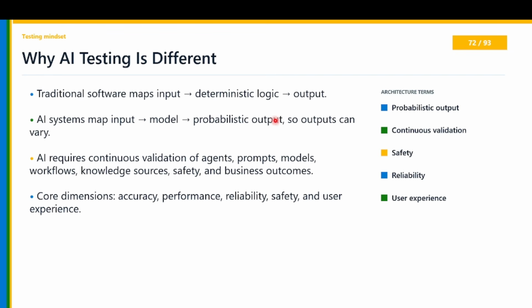That's why hallucination can come in, and that's why you still have to measure groundedness, correctness, accuracy, and all that, because LLMs are probabilistic models in nature. So output can vary. The output is not deterministic, because you are passing a deterministic input through a probabilistic model, and the output will still be probabilistic. So AI requires continuous validation of agent, prompt, model, workflows, knowledge sources, safety, and business outcome. So you can see the reason.